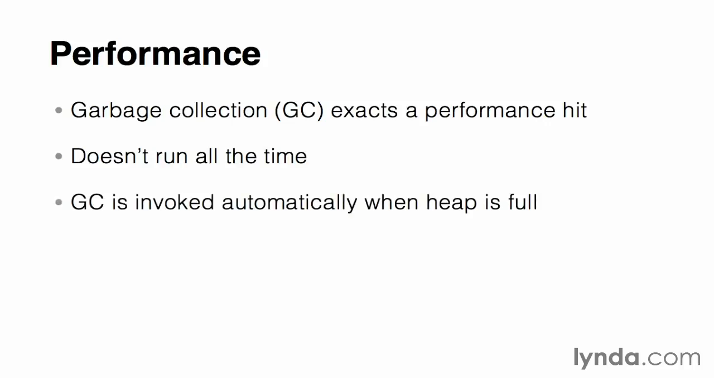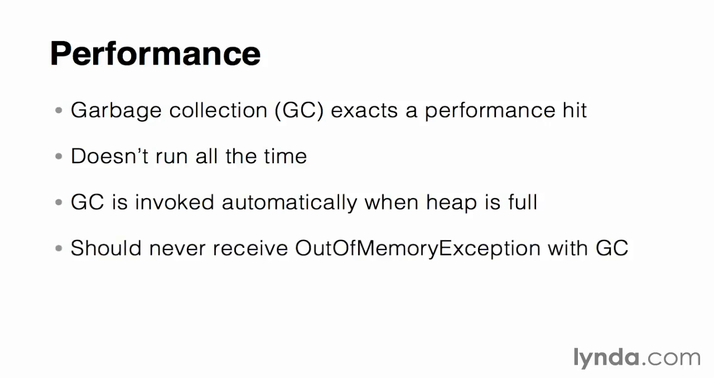The garbage collector will be invoked automatically when the heap is full, and as a result, you should never receive an out-of-memory exception. So in other words, we should never run out of heap memory with the garbage collector running for all of our managed resources. There is a potential that unmanaged resources may cause this problem, but realistically, we should never see an out-of-memory exception with the garbage collector. So how do we use it?